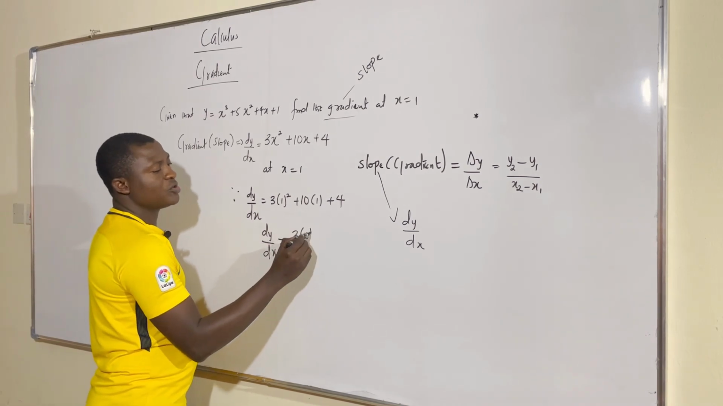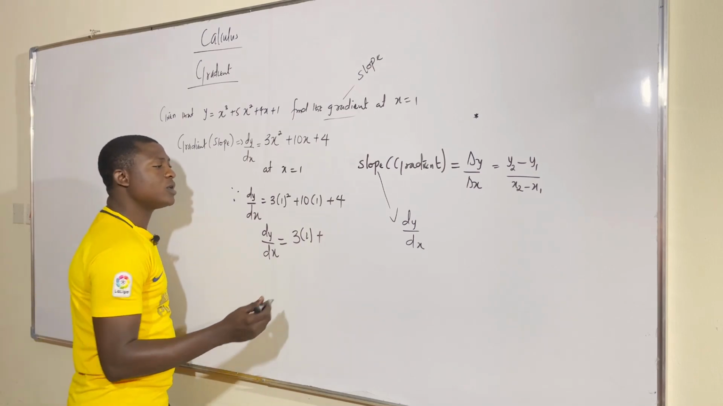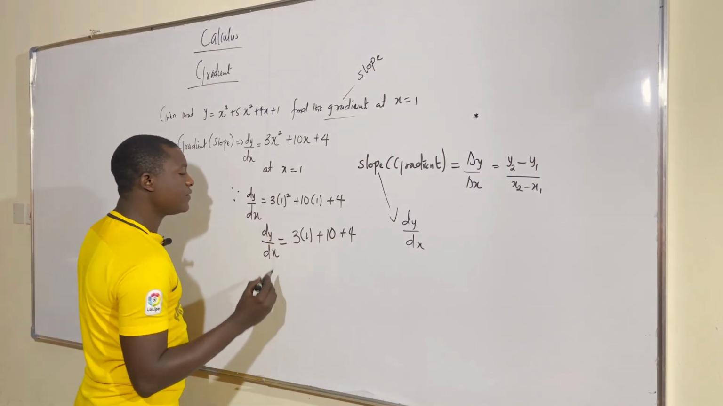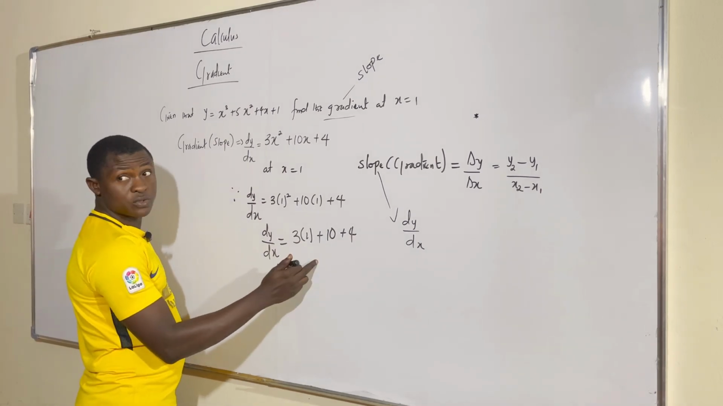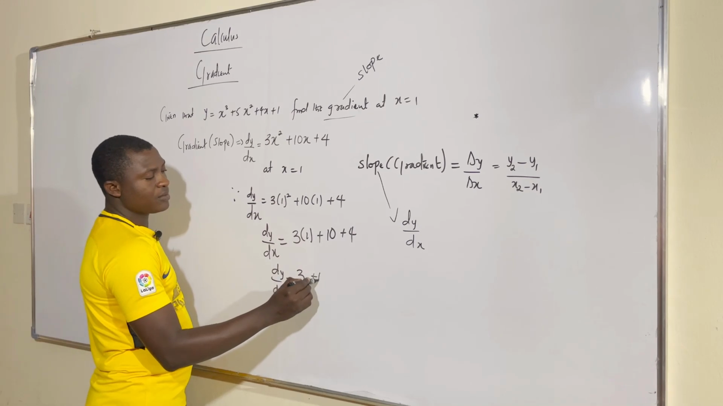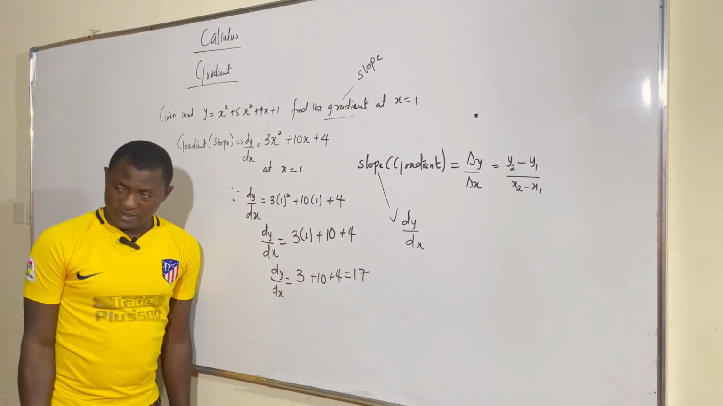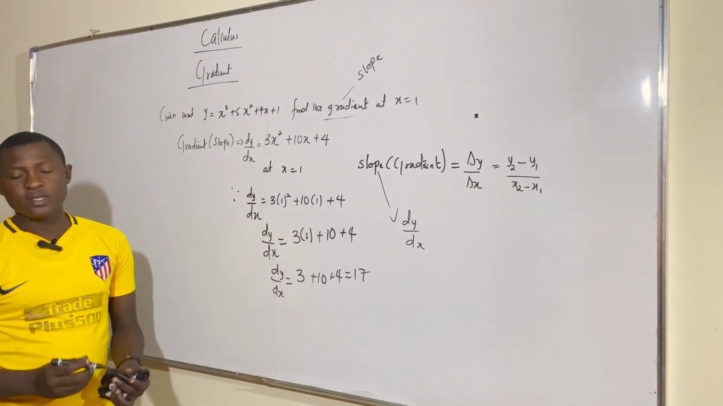Okay, though I will not jump a step. You know, 1 squared is nothing but 1 times 1, and we are going to have 1. Plus 10 times 1, we are going to have 10, and that plus 4. So here we have dy/dx is equal to 3 times 1, which is 3, plus 10, then plus 4. So here we have 17. Which means our slope, or our gradient, is equal to 17.